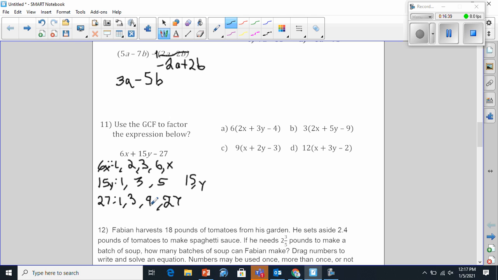And now we're looking for the biggest number that's in every one of these. If we look very closely, we realize 3 is the number that's in all 3 of these in common. All right, so that tells me that 3 is the greatest common factor. So B has to be the right answer. Let's check it. 3 times 2x will give me 6x. Very good. And 3 times 5y will give me 15y. Yep, that works. And then 3 times negative 9 will give me negative 27. Yeah, so B is my right answer.